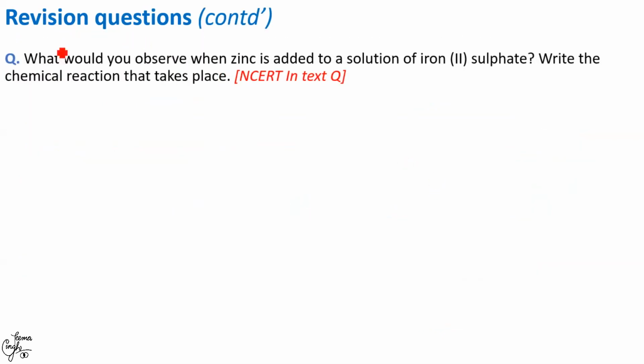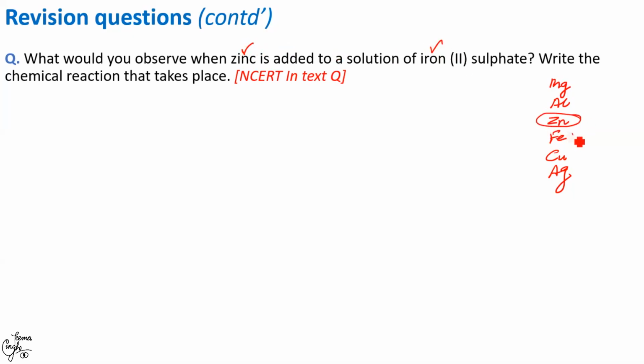The question says, what would you observe when zinc is added to a solution of iron sulfate? Write the chemical reaction that takes place. So we need to know again the reactivity series. Let us see if the mnemonic Maxine Feka helps us in solving this question. So the mnemonic is Maxine Feka. So we have zinc and iron.